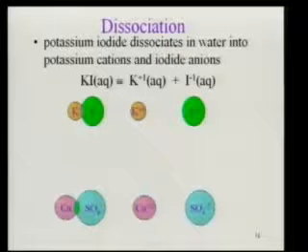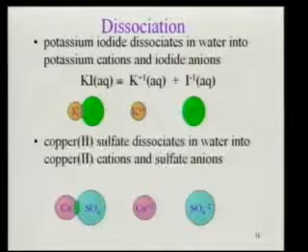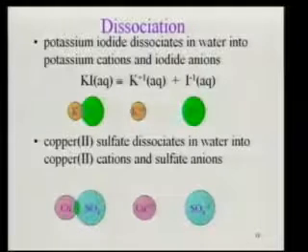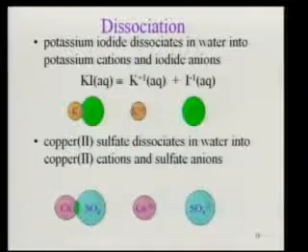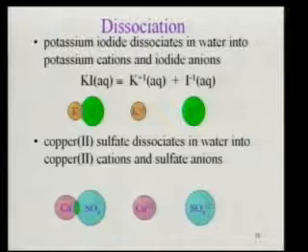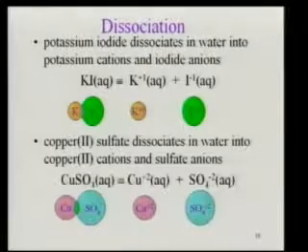So that shows you potassium iodide dissociating. Copper(II) sulfate, when it dissociates, will give you not copper, not sulfur, not oxygen, but instead copper(II) ions and actual sulfate ions that are present.